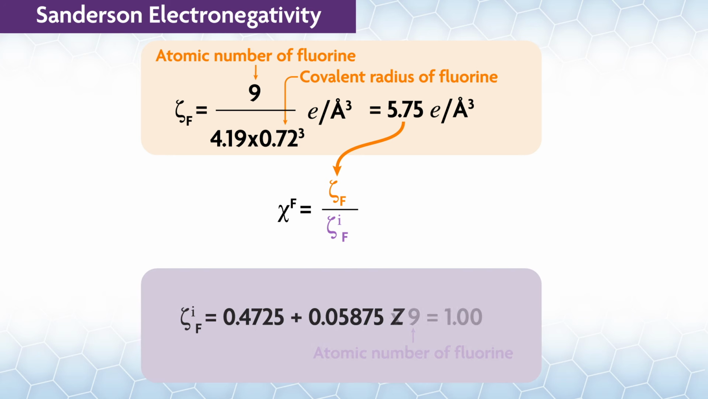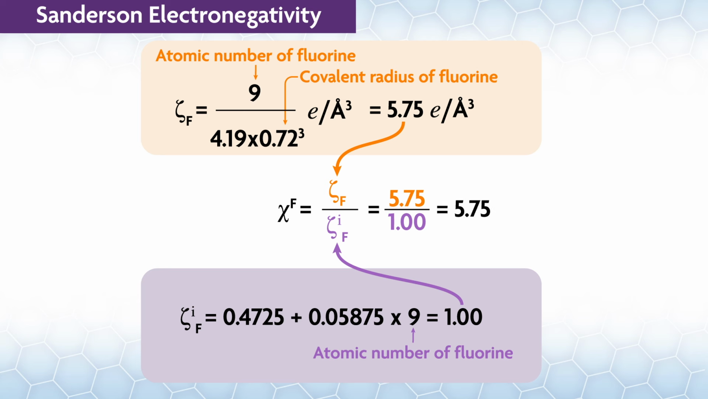Fluorine has an atomic number of 9, so we can use the same equation between helium and neon that we used before. This weirdly, and what I assume coincidentally, gives an ideal electron density for fluorine of 1.00 electrons per cubic angstrom. The Sanderson electronegativity is the ratio between these two numbers. I can even do this one in my head. 5.75 divided by 1 is 5.75. Because Pauling's scale was so popular, Sanderson later scaled his electronegativity value so that fluorine was equal to exactly 4.